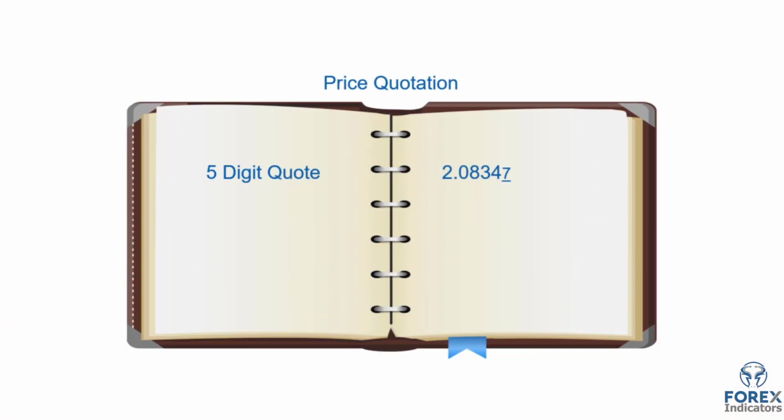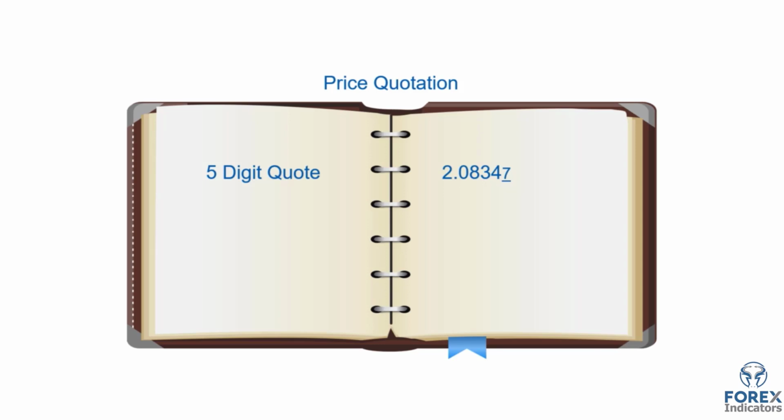Currently, in the cTrader and MetaTrader platforms, most of the brokers from around the world will be quoting 5 digits. This means that when you are looking at a currency pair, it goes to 5 decimal places. And as you can see in the example on the screen, it reads 2.08347. It wasn't always like this.